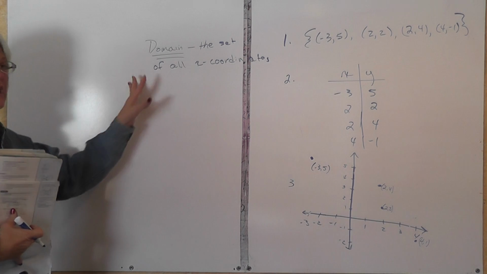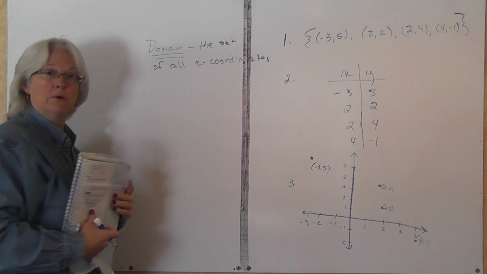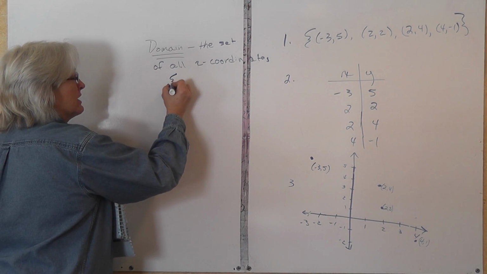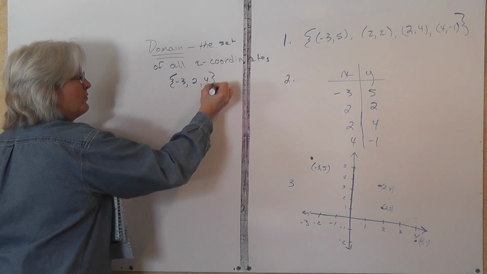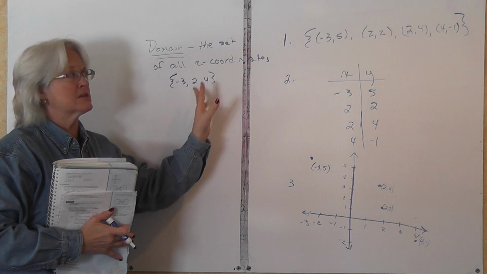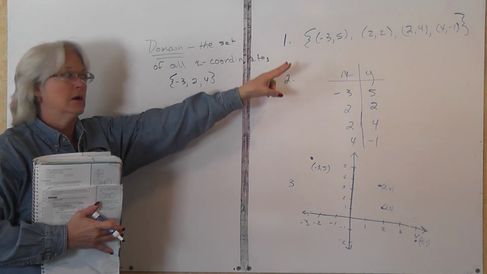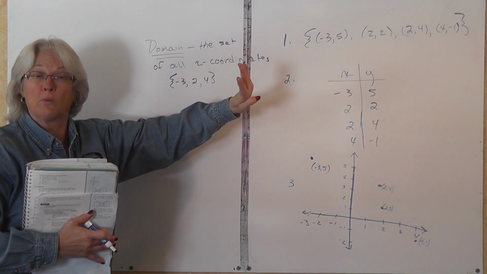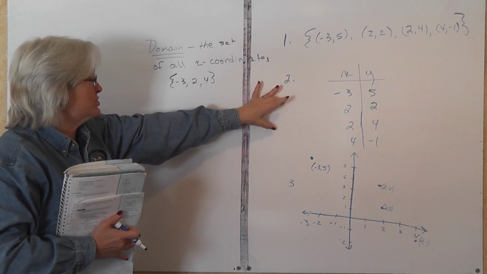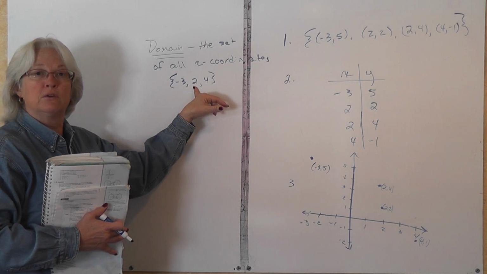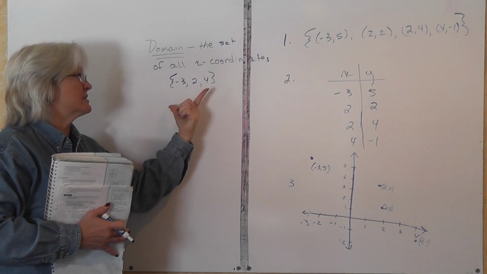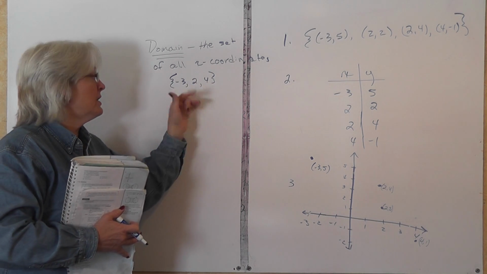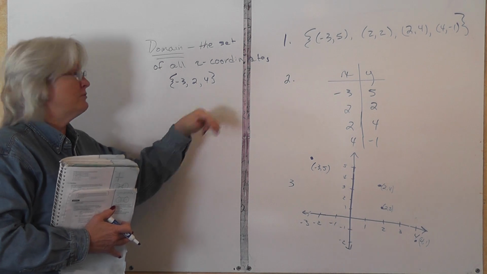So what would be all of the x's that we have? And if we want to use set builder notation, the x's would be negative 3, 2, and 4. And you say, but Miss Betsy, 2 is used twice. That's right, because there are 4 points that are included in this relation, but when you're showing the domain, you do not repeat the numbers. So to indicate the set of all of the x-coordinates here, it's just negative 3, 2, and 4.